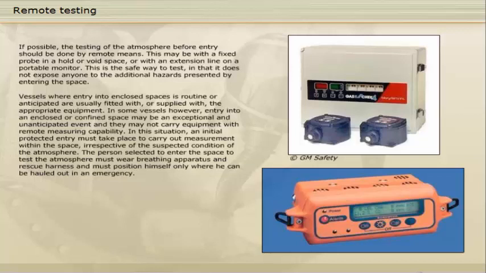The person selected to enter the space to test the atmosphere must wear breathing apparatus and rescue harness, and must position himself only where he can be hauled out in an emergency.